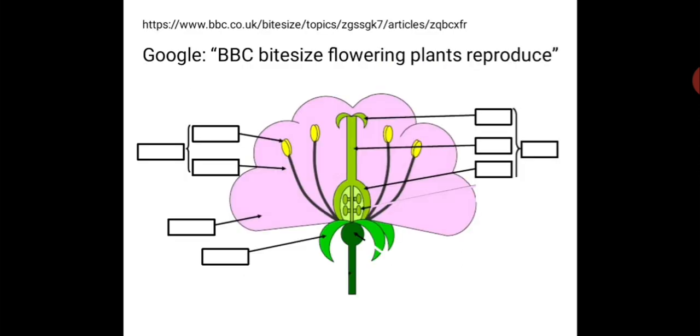Now before you do this, you might want to go online, and if you type in BBC Bite-Size Flowering Plants Reproduce, you will find a video and a few short questions that can help you to increase your learning before you do this, or you can have a go now. So we're going to draw a diagram of a flower and then you're going to label it.